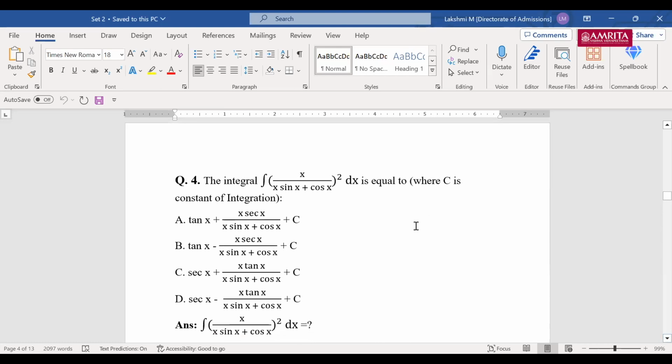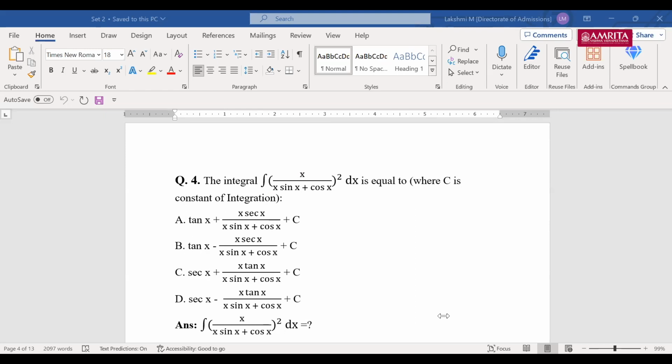So with calculus, we have another question from integration. The integral of x by (x sin x plus cos x) whole square dx is equal to, and the options are sin x, cos x, sec x, and tan x. Which method will we use? That's something you need to think about initially. Is it substitution or anything else? Which method will you try?